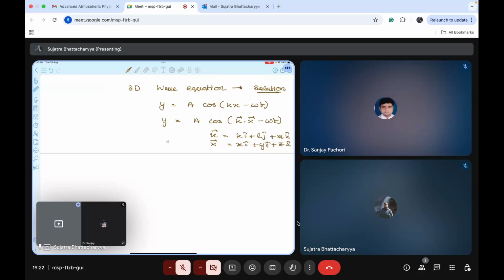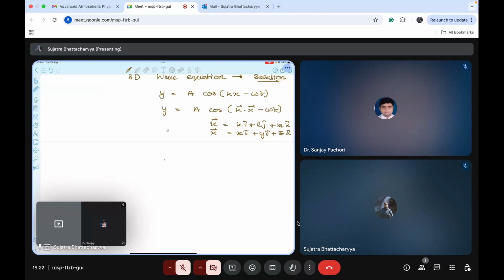Okay, this is simple. Let's follow the 1D. This is 1D, this is 3D. So for 1D, let us see: A cos of kx minus omega t, right? A is the amplitude of the wave, and whatever the cosine part is, this is called the phase of the wave.